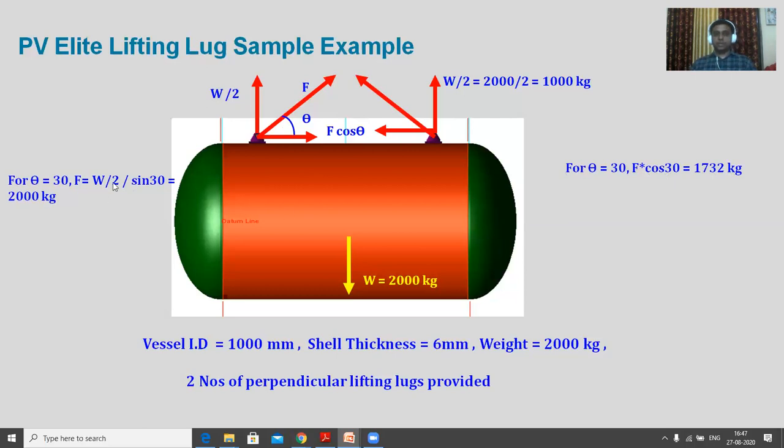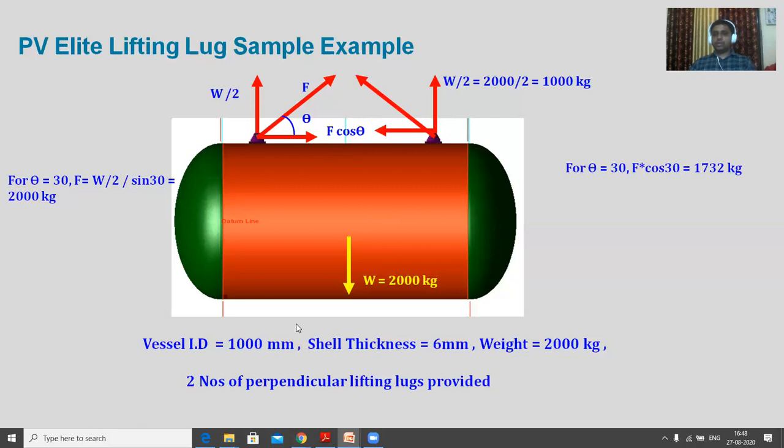So W by 2 divided by sine theta is nothing but 2000 kg. So the value of F will be how much? 2000 kg, and F cos theta will be 1732. So F is equal to 2000, and 2000 cos theta is 1732.